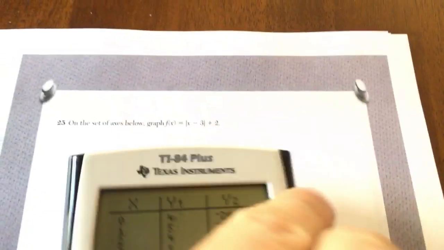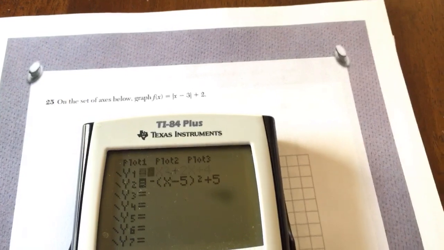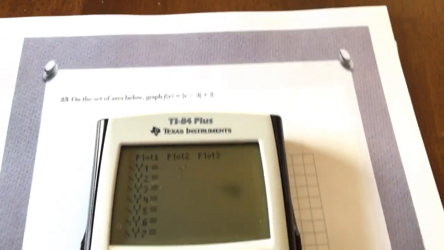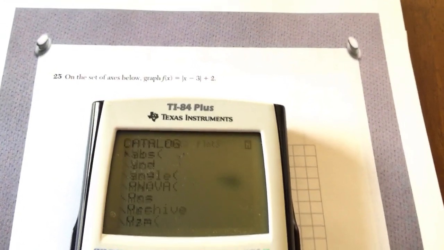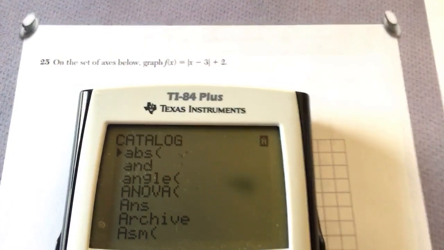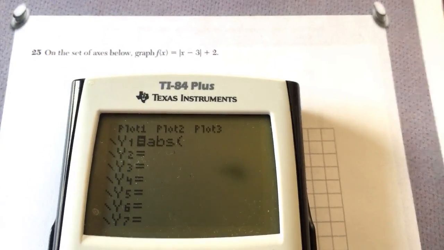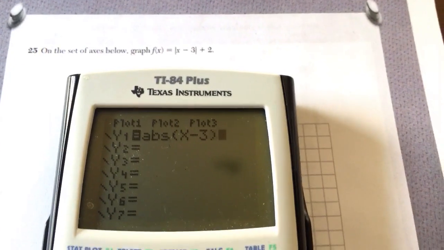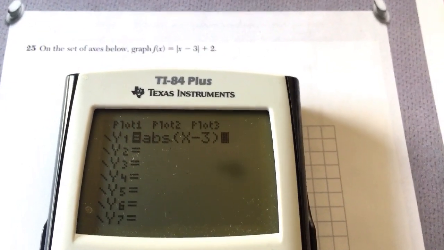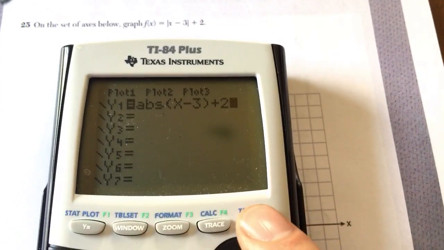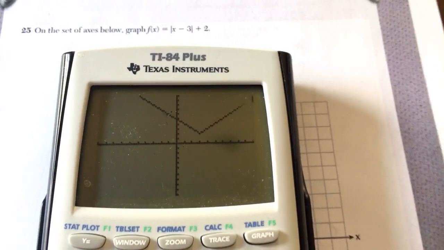Number 25, on the set of axes below, I'm going to use absolute value. I get absolute value by going to second 0, which is my catalog, and then I hit enter. I get ABS. I'm going to do x minus 3, close my parentheses if your calculator is like mine, and hit plus 2. So when I graph it, it should look like this.